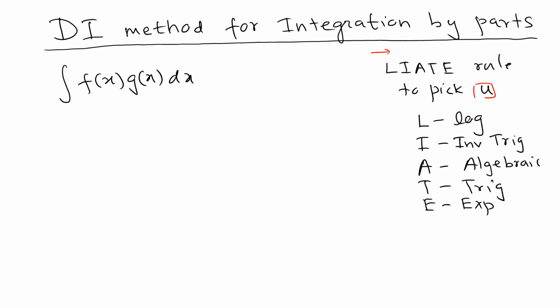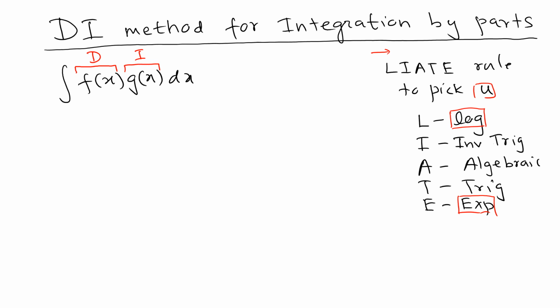So you can see the log is the very first one. If you see a log term, we're going to pick that one as the u term. And if you have the exponential term, we're going to pick that one as the last. We are not going to pick that one as u, because when you take the derivative, it doesn't simplify. So for the u function, the first function, we pick something that is easy to take the derivative of. That's the D term. For the second one, we pick something easy to integrate. That is the I term.